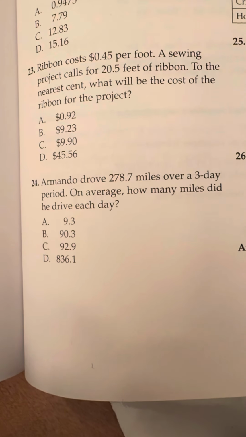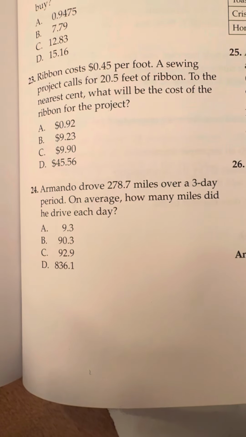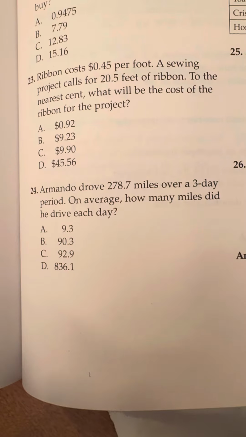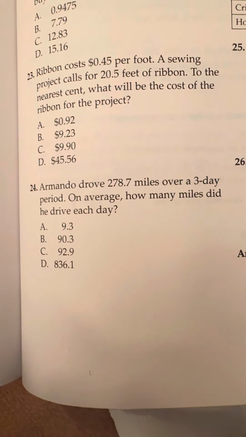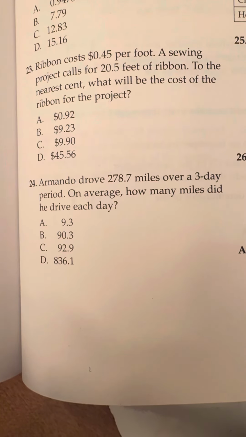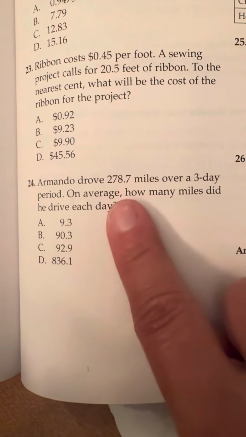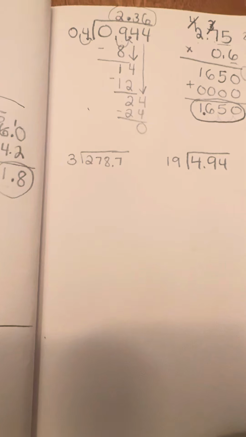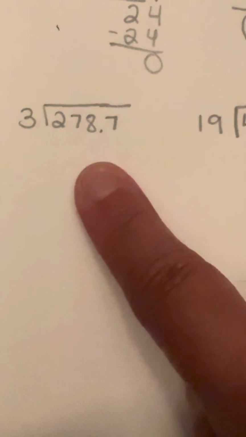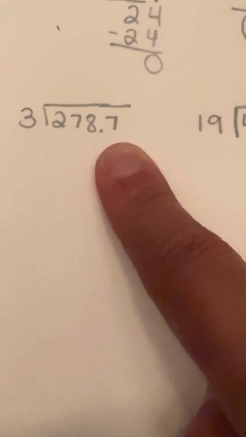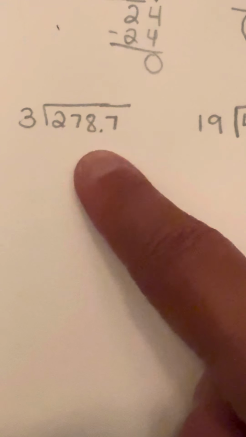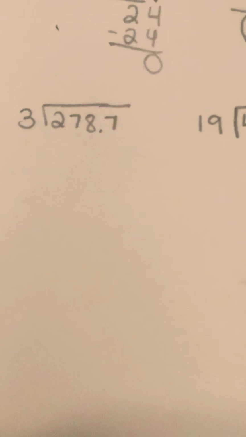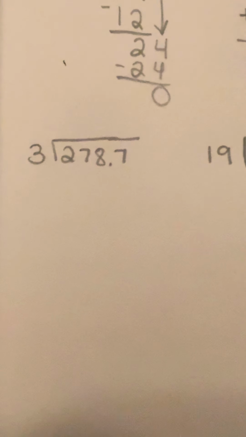So Armando drove 278.7 miles over a 3-day period. On average, how many miles did he drive each day? So if we're trying to figure out each day, we are going to be having to do a division problem. So the bigger number, this number right here, is going to be in your division. So when you're looking at this, you can see that the division symbol is right there. It's going to go, top dog goes in the doghouse. So the big number is going to go over here, and your smaller number is going to go over here on the outside. And let's get started with that.